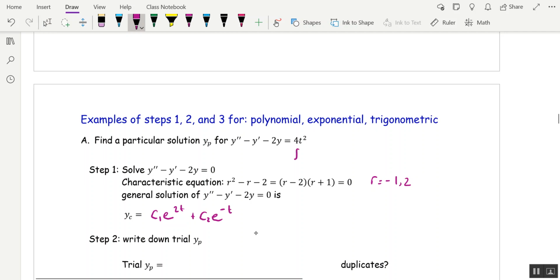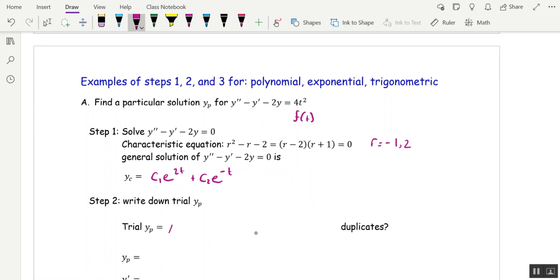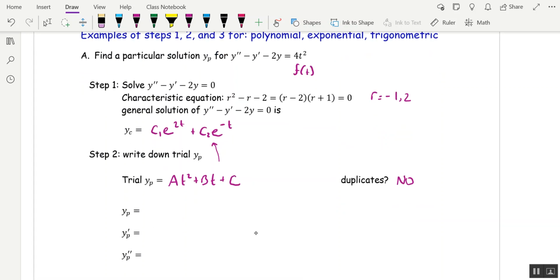So here's my f of t. It's 4t squared. So my table would tell me that if I have a polynomial for f of t, I want to replace that with a generic polynomial, in this case quadratic, for yp: at squared plus bt plus c. And I look for duplicates. So I'm checking against this guy up here, looking to see if I have any duplicates. No, I don't. So there are none. So this is going to be my final yp.